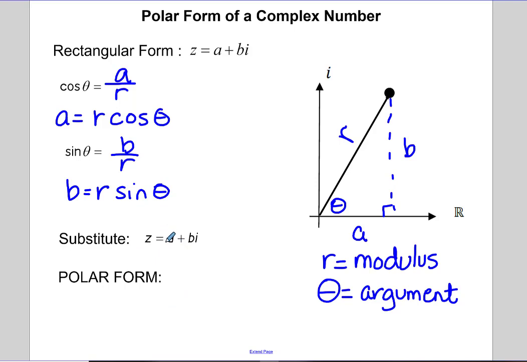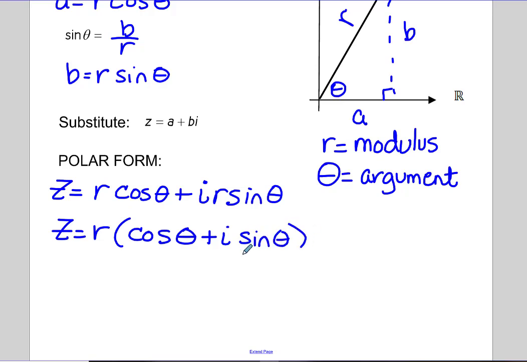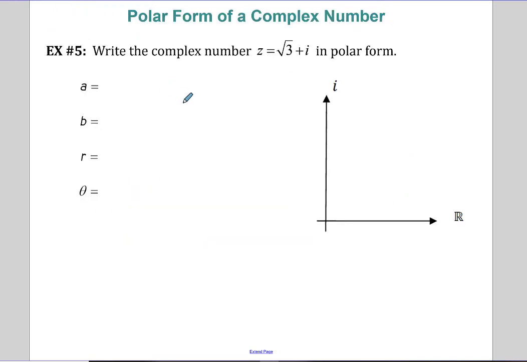So if we substitute the a and the b in for our complex number, then z is r cosine theta plus i times the b value, which is r sine theta. And if you wanted to, you could factor out the r and write that in a simpler, more compact form. r times cosine theta plus i sine theta. And this is what is known as polar form or trigonometric form of a complex number. We started with the complex plane. We gave some definitions using the a and b and the modulus and came up with a form using trigonometry.